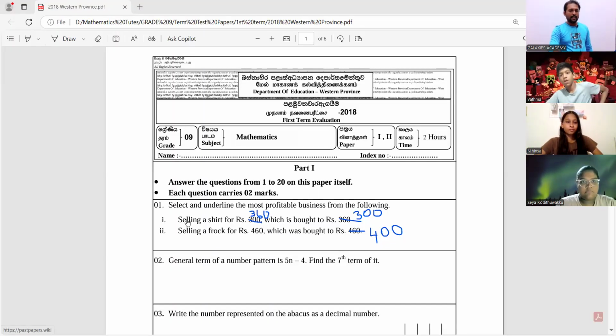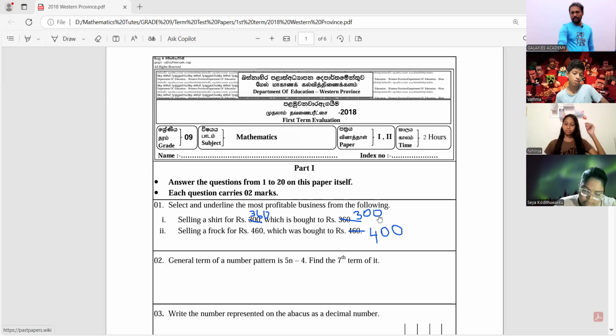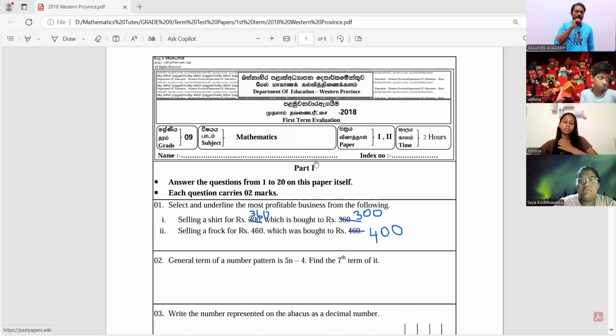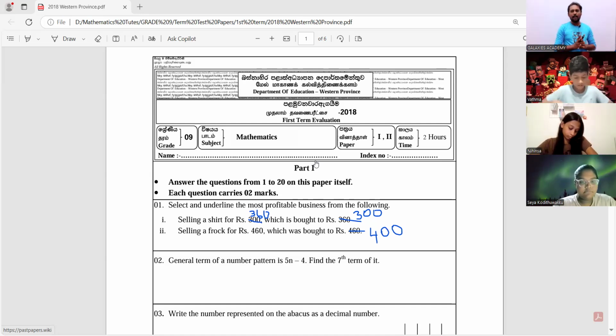First question should be correct like this, right? Selling a shirt for 360 rupees, which was bought for 300 rupees. Second part, selling a frock for 460 rupees, which was bought for 400 rupees, right? There are two businesses given. You have to find the most profitable business, right? To find it, you have to find the profit percentages of these two businesses separately, right?